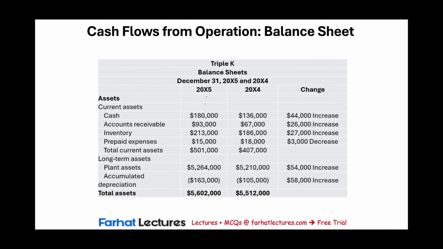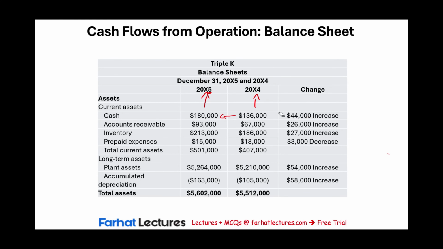You need a comparative balance sheet. It means 2 years of balance sheet. Obviously, the X05 is the current balance sheet, because X05 is more recent than X04. So current and the prior. And what you do is you compute the changes in the accounts. For example, here we went from 136 to 180, and there was an increase in the cash of 44,000.